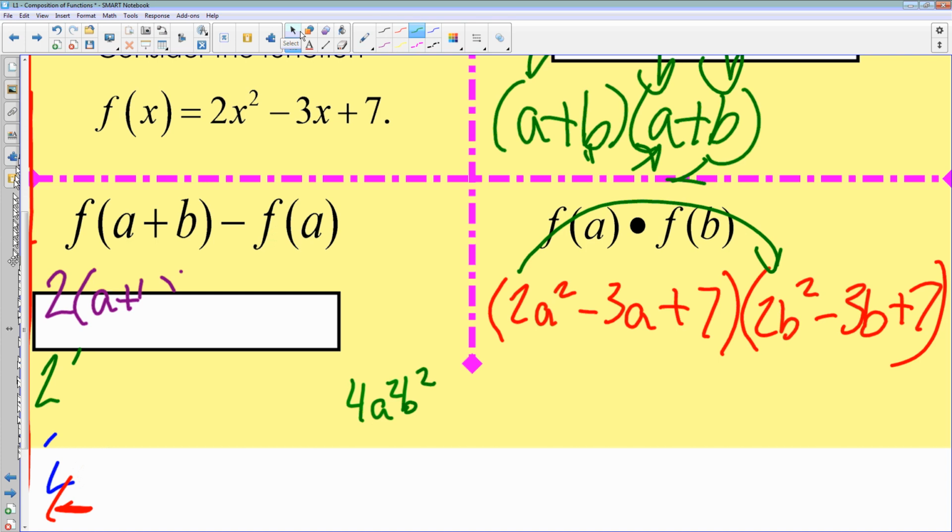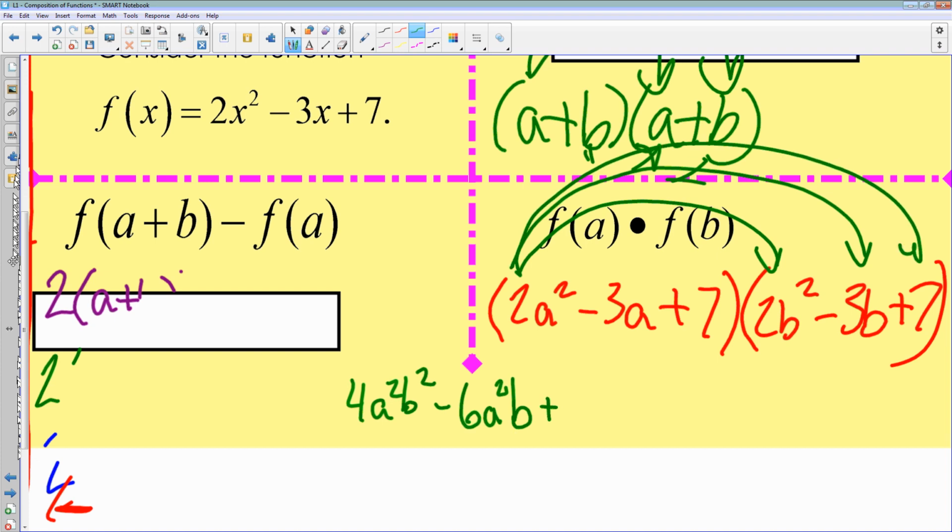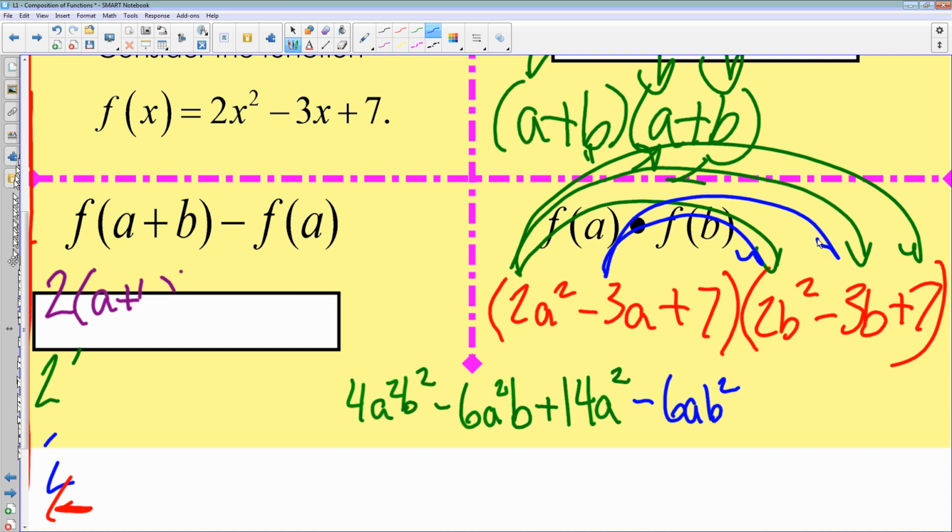All right, then I have 2a squared times negative 3b, so that's going to be a minus 6a squared b. Then I have 2a squared times 7, which is going to be plus 14a squared. I'm going to change colors. Now middle term. Minus 3a times 2b squared is going to be a minus 6ab squared. Then we're going to have a plus 9ab. Remember, negative times negative is a positive. Negative 3a times 7 is going to be negative 21a.